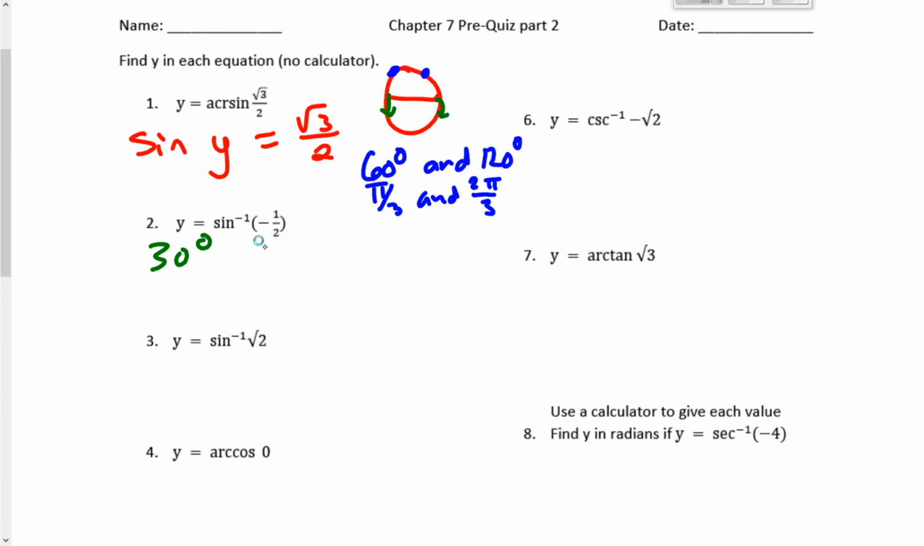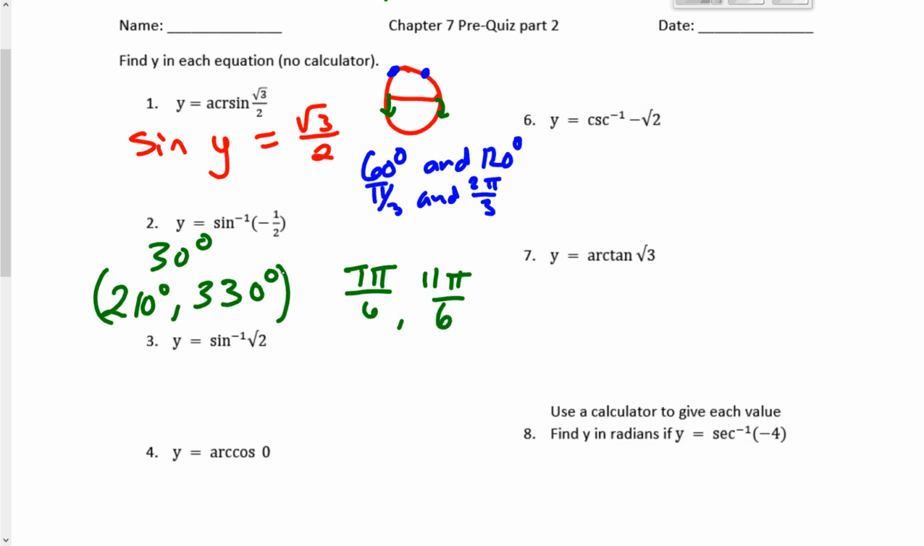So then our answer would be at 330 degrees, and also 210 degrees. So that would be our answers. Or you can do radians. We're at 30 degrees, so that's pi sixths, so that's 11 pi sixths and 7 pi sixths, so 7 pi sixths and 11 pi sixths. So that would be in radians.